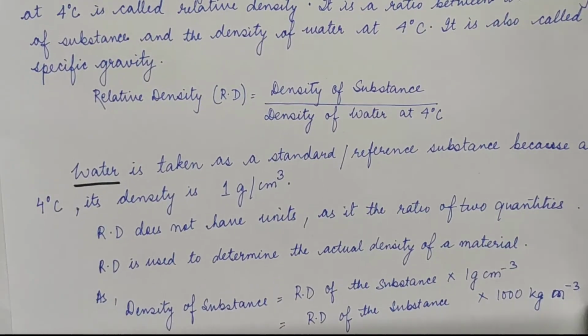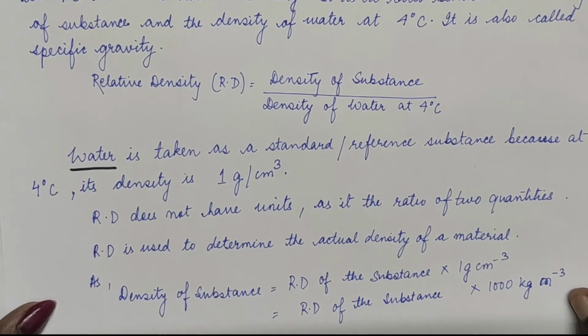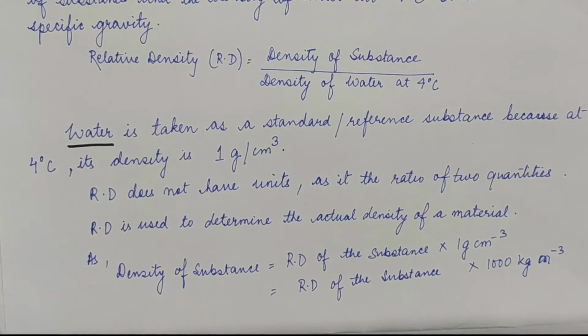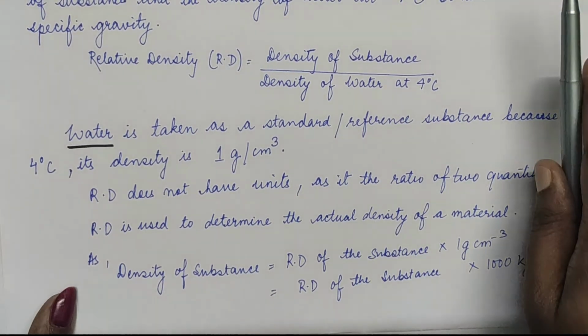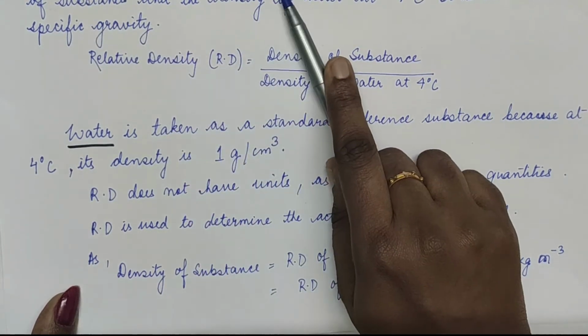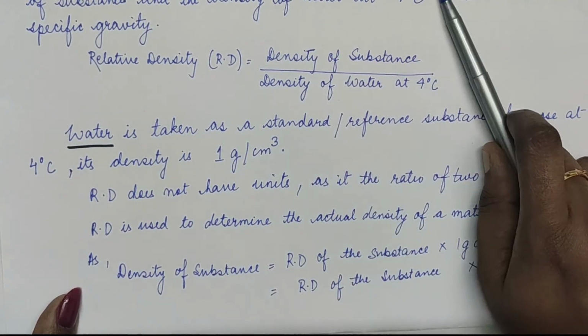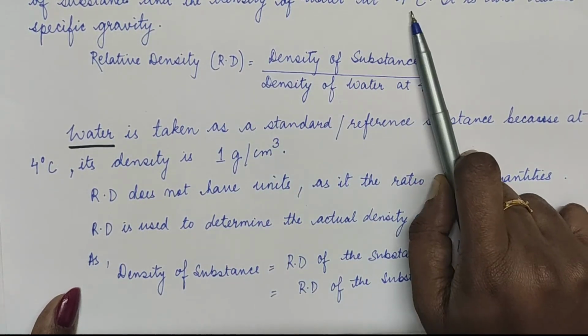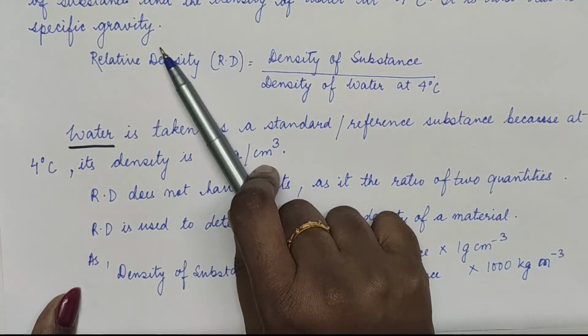Now, there's another term that we need to discuss here, which is relative density. The density, as you know, is mass by volume. Now, what is relative density? The density of a substance with respect to the density of water at 4 degrees Celsius is called the relative density. It is also the ratio between the density of a substance and the density of water at 4 degrees. And this is also called specific gravity at times.